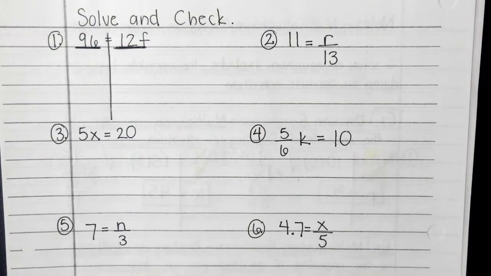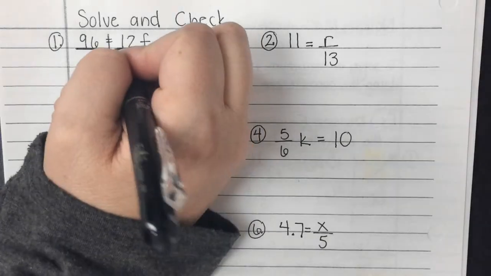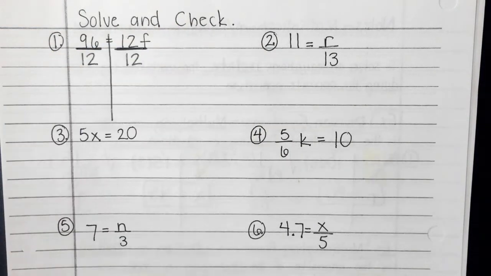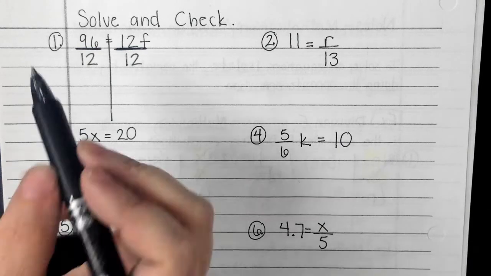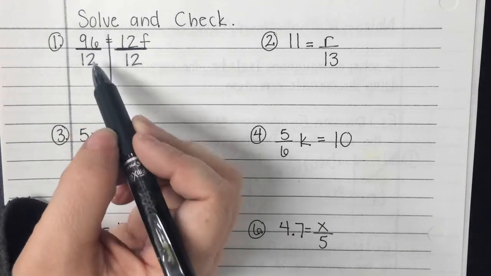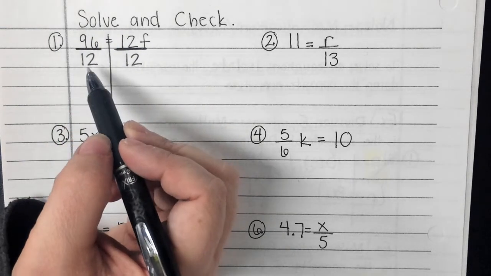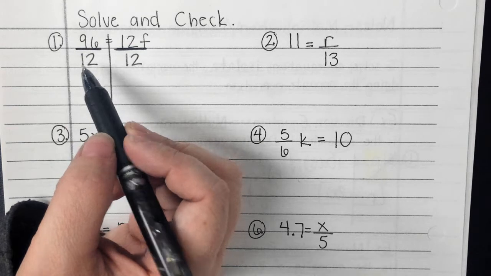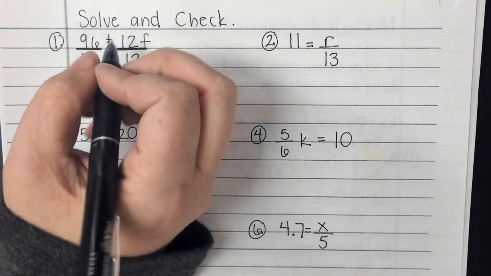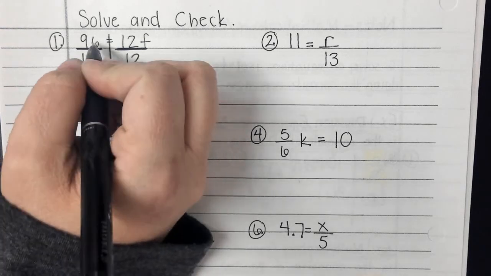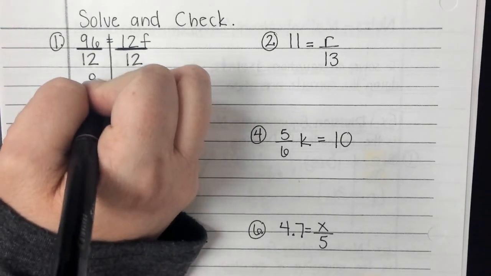What number am I using when I do the division? Hannah? 12, because that's what is next to the letter. All right. Are there any questions so far? Okay. So now we need to do 96 divided by 12. This should be a multiplication fact that we know. What would I multiply times 12 that would give me 96? Michael? 8. So 96 divided by 12 is going to give me 8.